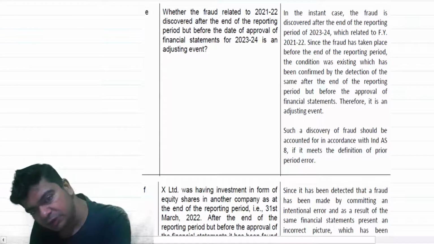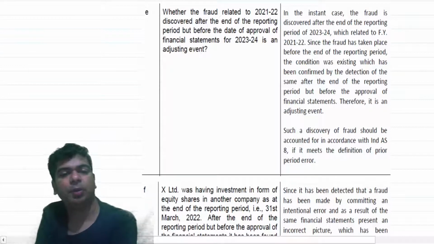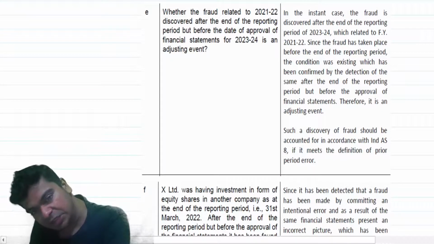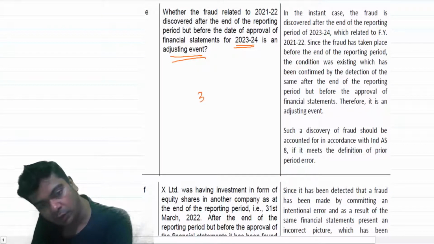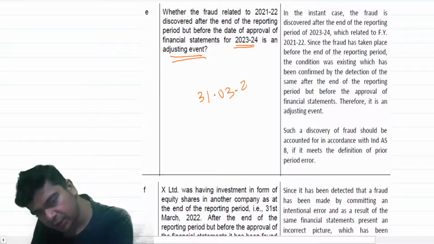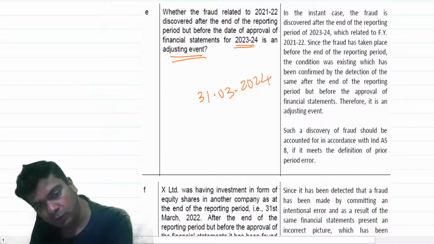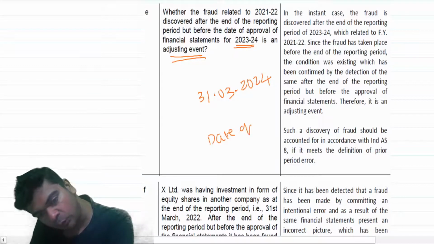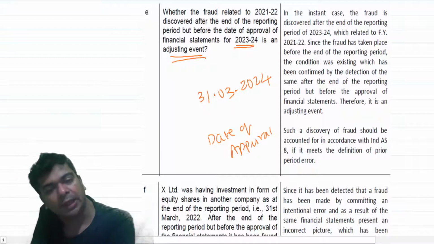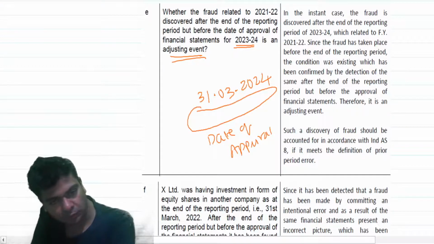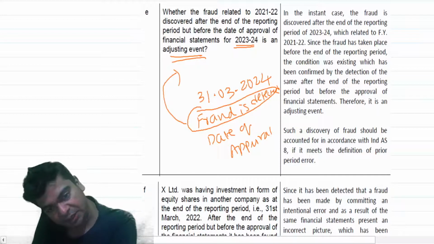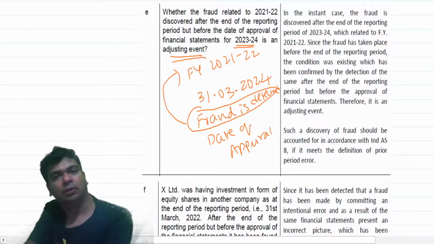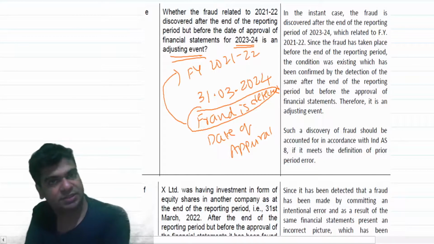Whether a fraud related to 2021-22 discovered after the end of the reporting period but before the date of approval of financial statements for 2023-24 is an adjusting event. Financial statements are for 2023-24. That means our reporting date is 31st March 2024. Then there is some date of approval which they have not given. And in between this, fraud is detected. And this fraud that has been detected is for financial year 2021-22. Okay. Is this an adjusting event?